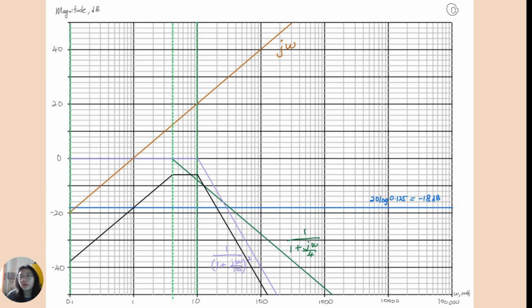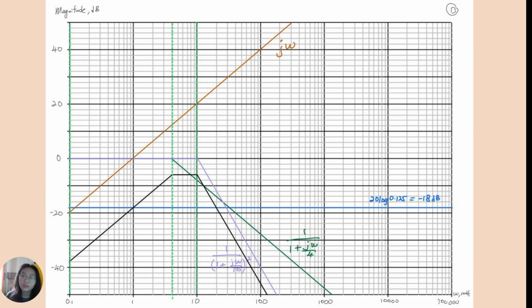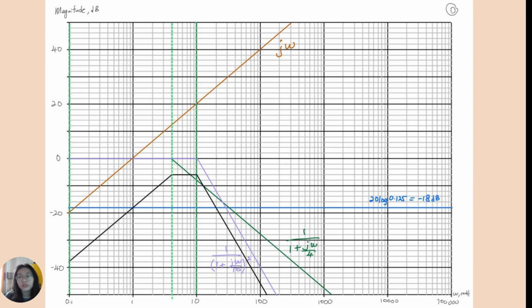The last point we can draw is at 100 radian per second, because we can see all the factors there. The gain is negative 18 dB, j omega is 40 dB, the simple pole at 4 radians per second is negative 28 dB, and the simple pole at 10 radian per second is negative 40 dB. So adding all of them gives negative 46 dB.